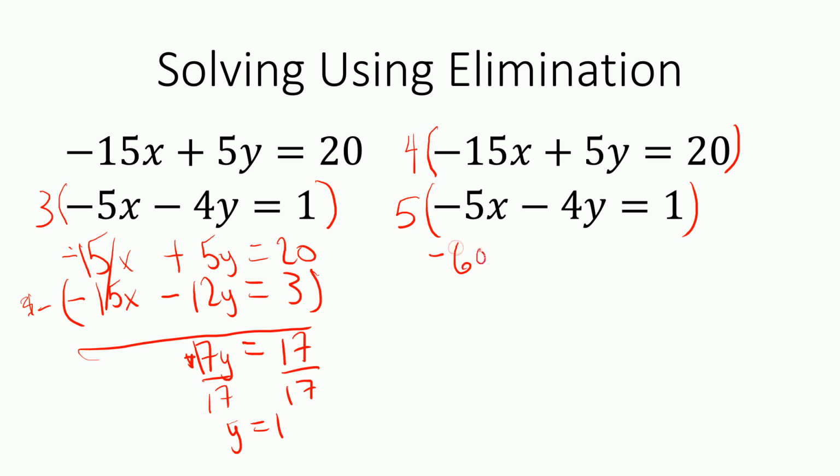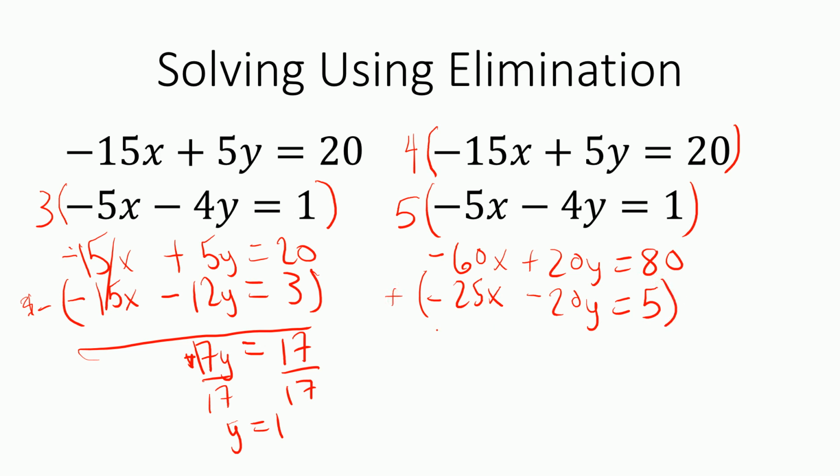So I would get negative 60x plus 20y equals 80 for the first equation. And then I would have negative 25x minus 20y equals 5 for the second. Then I can add these two because that will eliminate y, and so on. Eliminate y. Negative 60x plus a negative 25x is negative 85x, and then 80 plus 5 is 85. I divide, I get x equals negative 1.